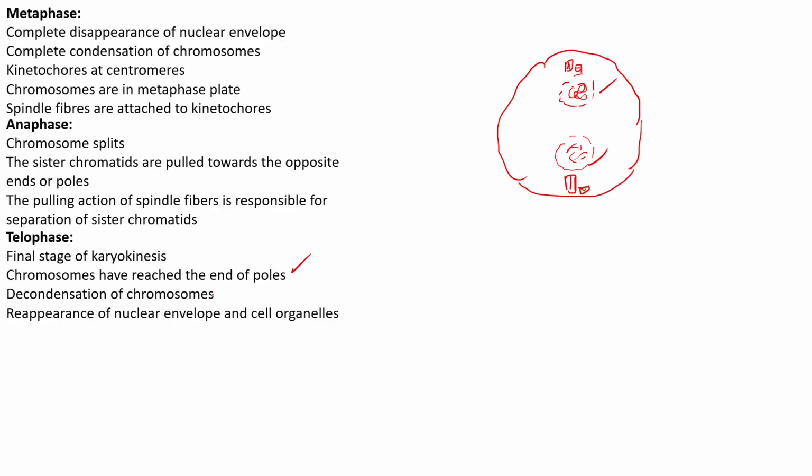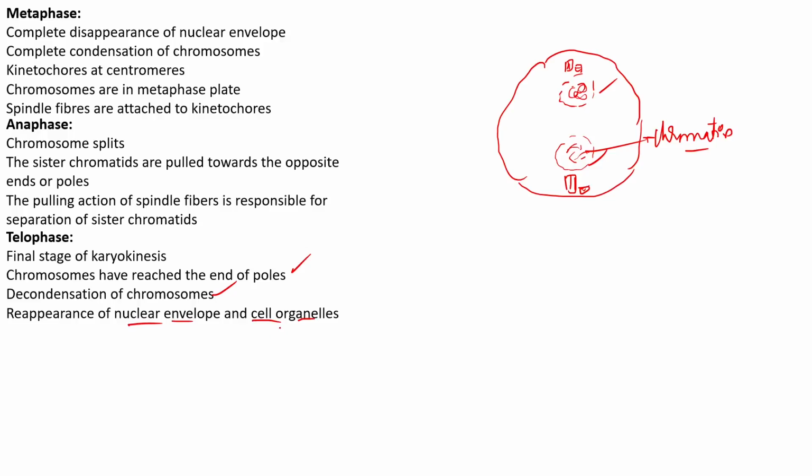And there is a decondensation of chromosomes, right? They lose their identity as chromosomes. Instead, they become decondensed and become chromatin. Now, this process is called decondensation. And finally, you also see that there is a reappearance of the nuclear envelope and also the remaining cell organelles.